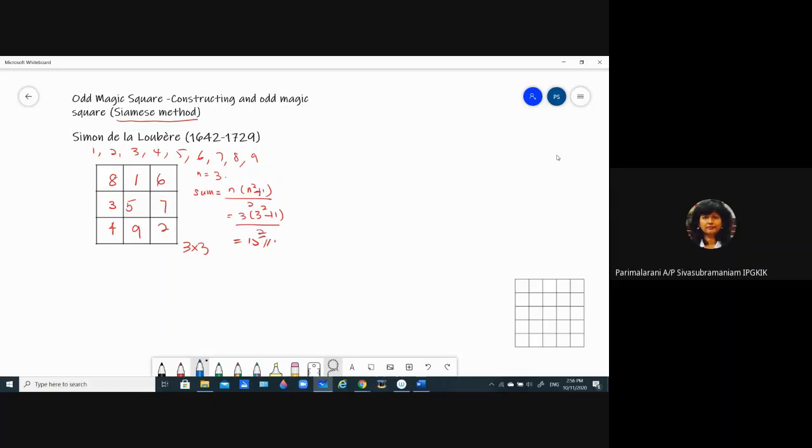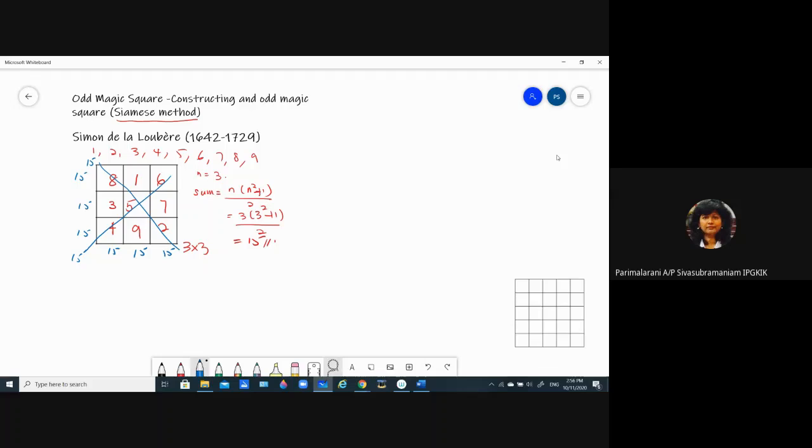8 plus 1 plus 6 here is 15. This row, 7 and 3, 10 and 5, 15. How about this column? 15. Okay, 9, 10, 15. 13, 14, 15. How about this diagonal? It also gives us 15, and this diagonal also gives us 15.